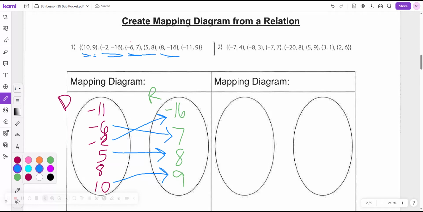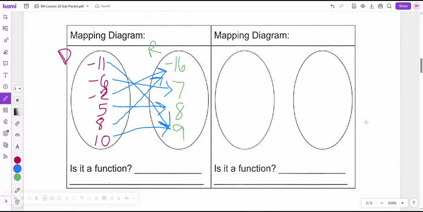The 8 gives me a negative 16. So yes, you can have this pointing to negative 16 also. And then the negative 11 gives me a 9. And again, we have another number pointing to 9. That is okay. So we have two numbers pointing to negative 16, and we have two numbers pointing to 9. That is totally allowable. So I'm going to say, yes, this is a function because none of the inputs repeat. The outputs repeat. The 9 is there twice and the 16 is there twice, but the inputs do not repeat.